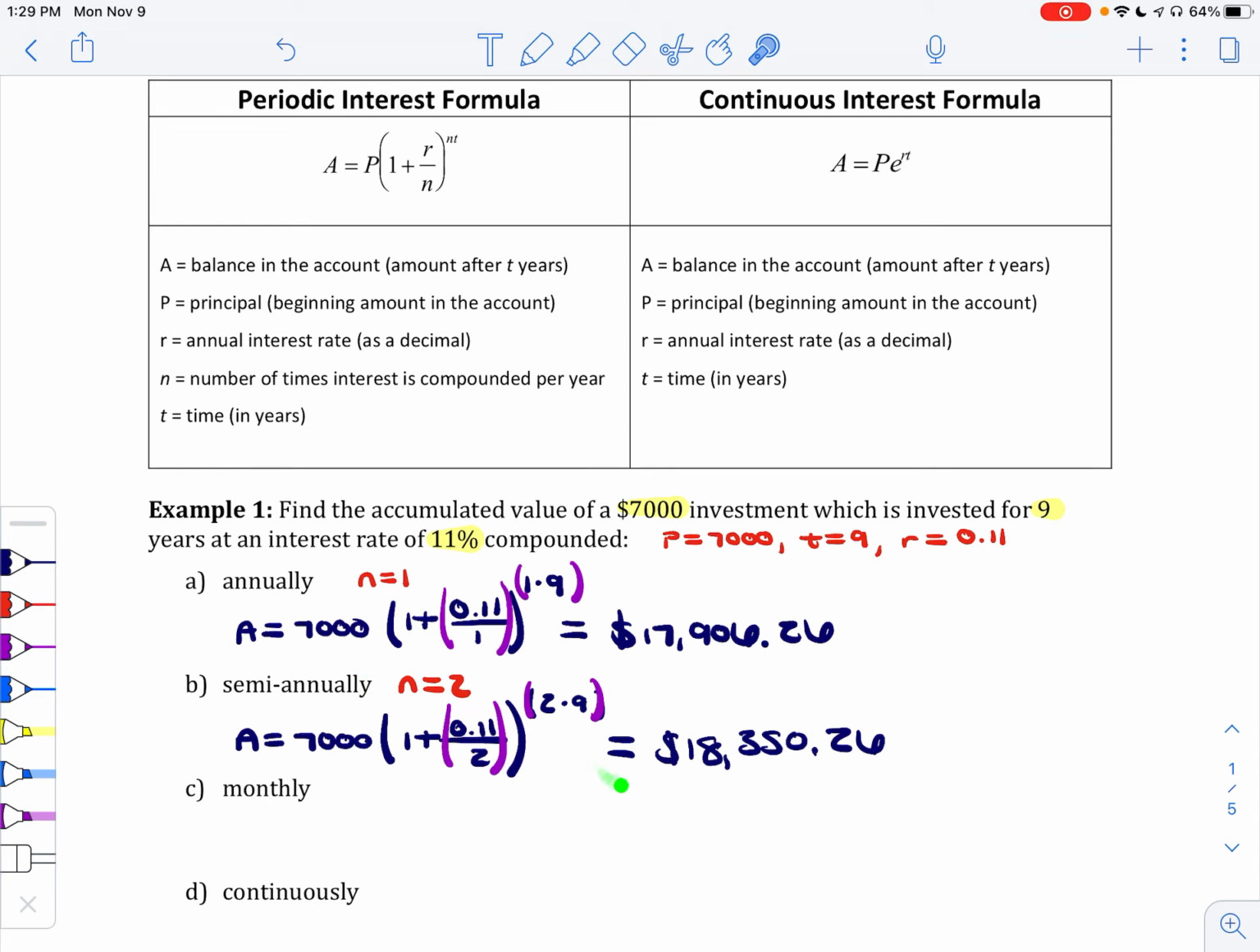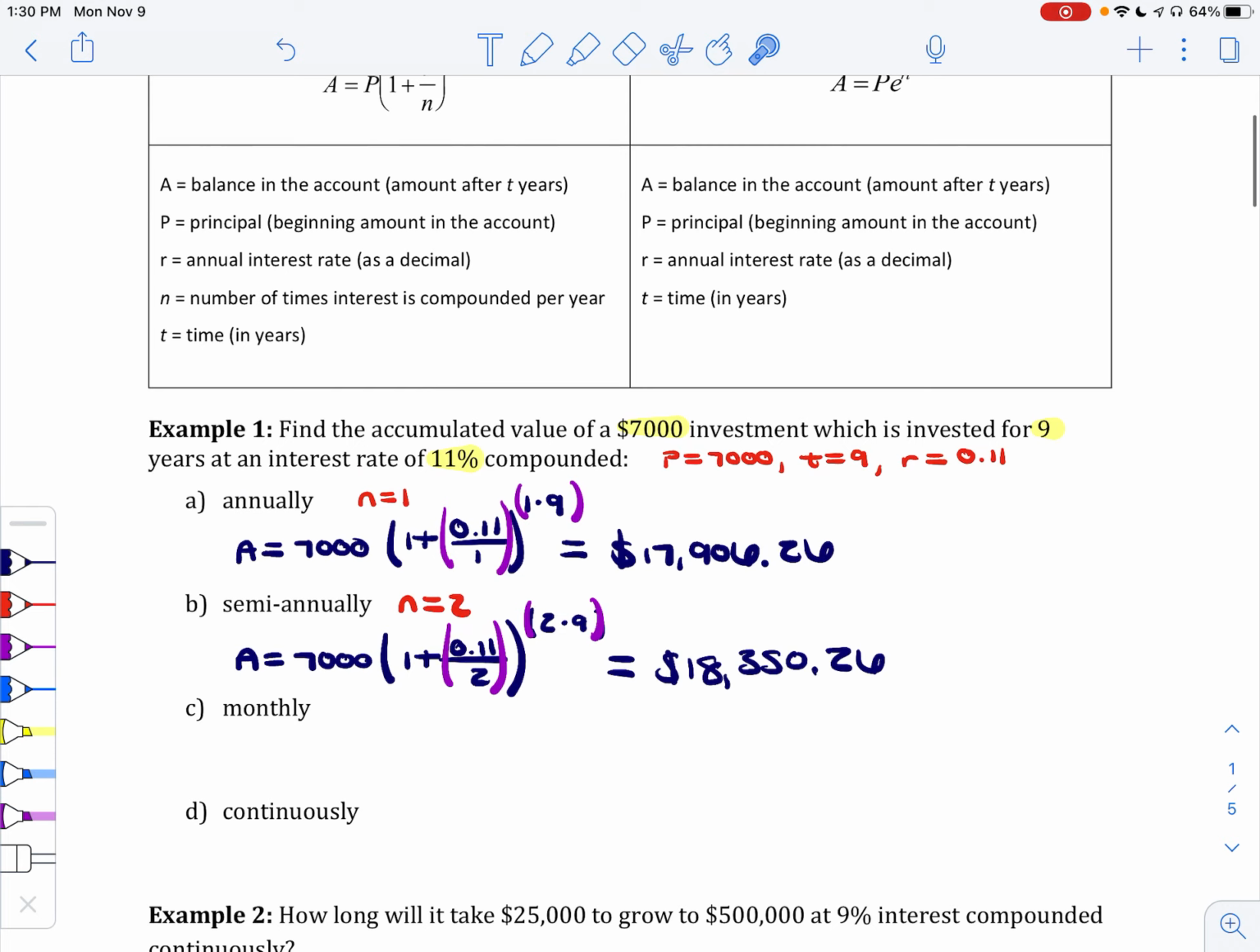So you'll notice that as we increase the number of times that our interest is compounded, we increase the final amount that we're going to get, which makes sense. If you compound your interest more frequently, you're earning more interest, so you're earning more money overall. All right, next we have monthly. So this would mean it's being compounded 12 times every year.